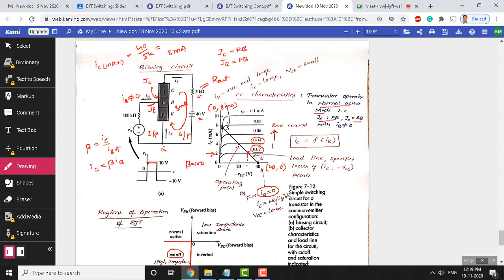Now as we said, as you keep increasing the base current here, the corresponding collector emitter voltage keeps decreasing.